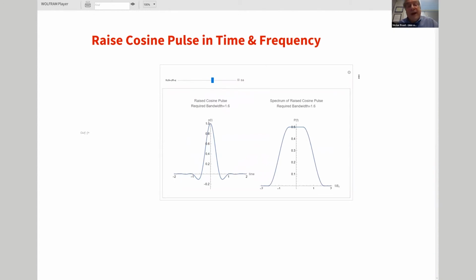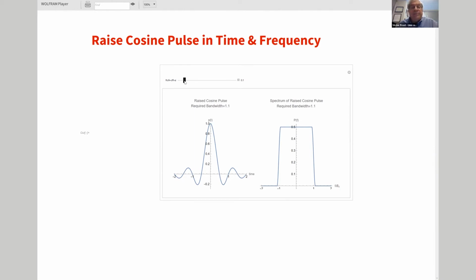Another important concept that's always difficult for the students to understand is intersymbol interference. And that happens when you don't have the right pulse shapes. An ideal particular pulse shape that we talk about a lot is called a raised cosine pulse. And the property of the raised cosine pulse is that the zero crossings happen at integer numbers of time.